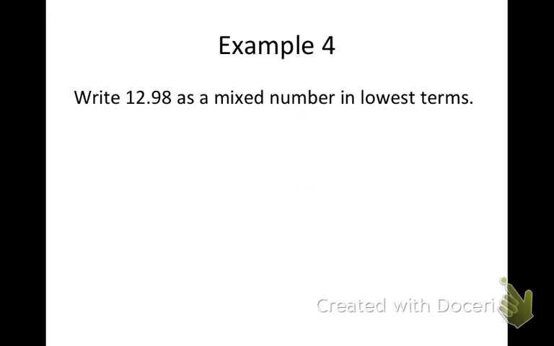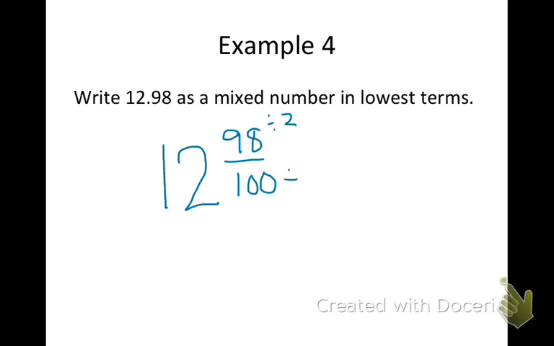And 12.98, same thing. When you have a mixed number, that 12 becomes the larger number. Read the decimal, 98 hundredths, in place value terms. It is even, so we will divide by 2. And then we will write our answer in lowest terms, which is 49/50ths.